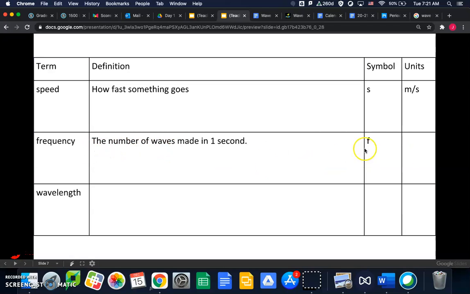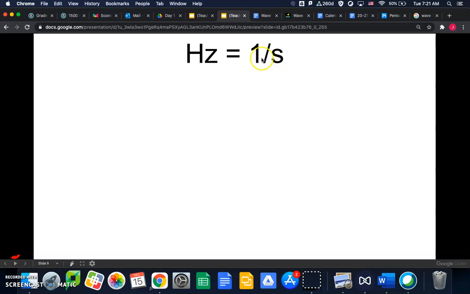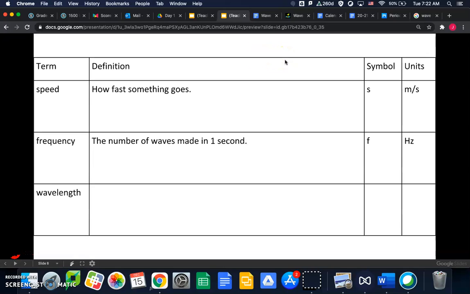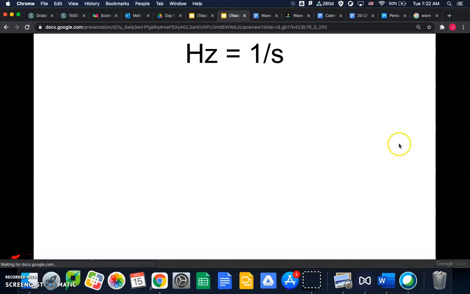The symbol for frequency is F, right? Pretty straightforward. Speed is S, frequency is F. Units, we measure frequency in hertz, Hz. Now a hertz is just 1/second, right? So that's why we say when we look at the definition, frequency is the number of waves made per second. That's why we measure it in hertz, it's 1 per second.